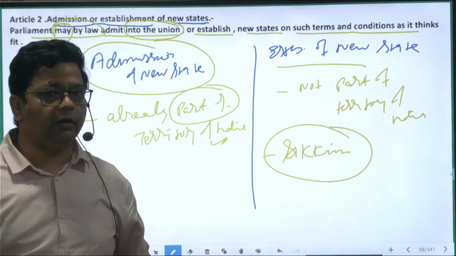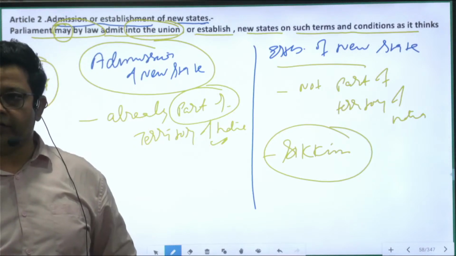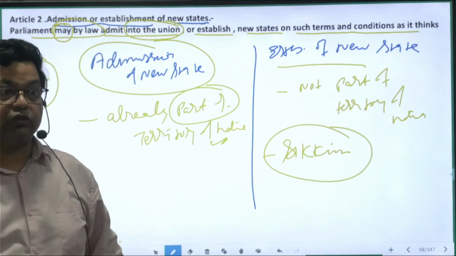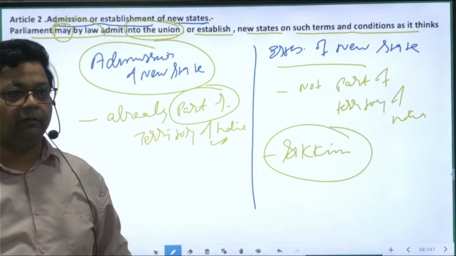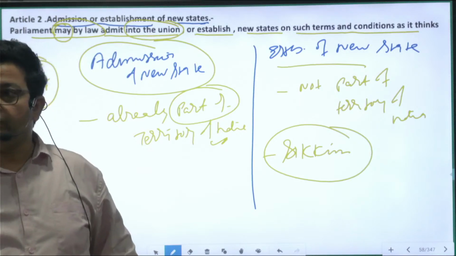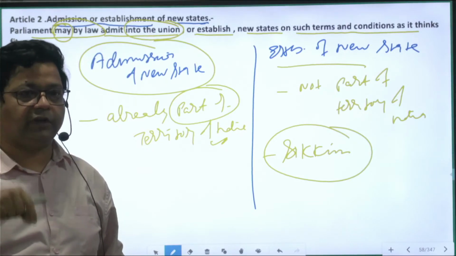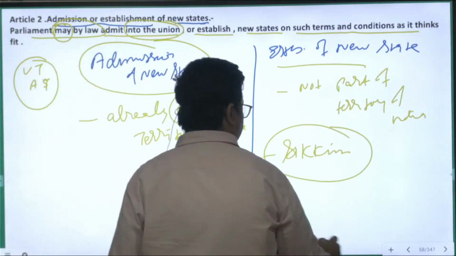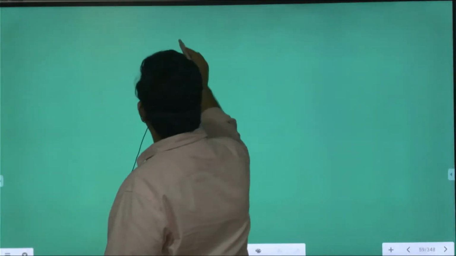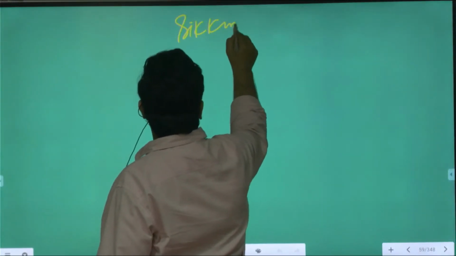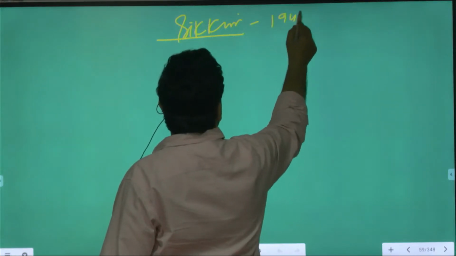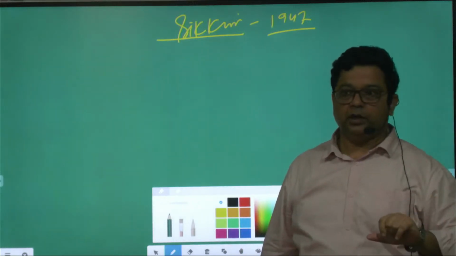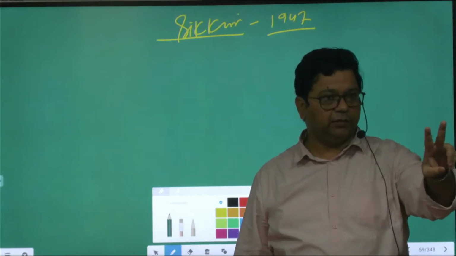Sikkim is a state. Yes, directly mentioned into the state, and when it was made, it was not part of India. So in 1947, when the Britishers left India, they also left Sikkim. From when the Britishers left Sikkim, there were two divisions in Sikkim, right?